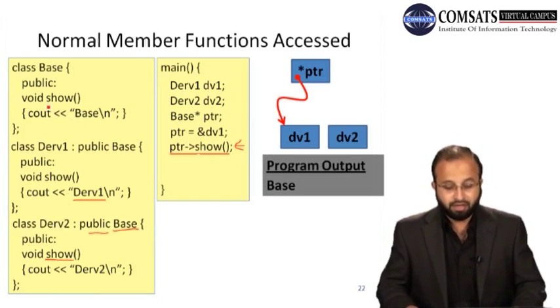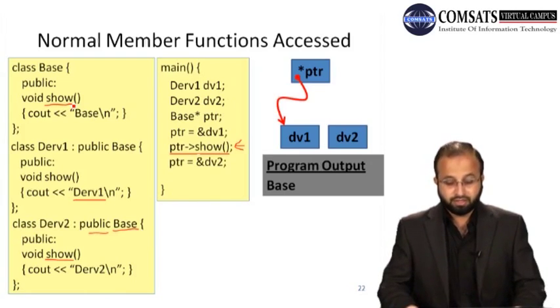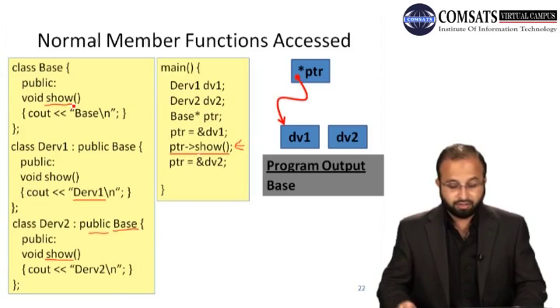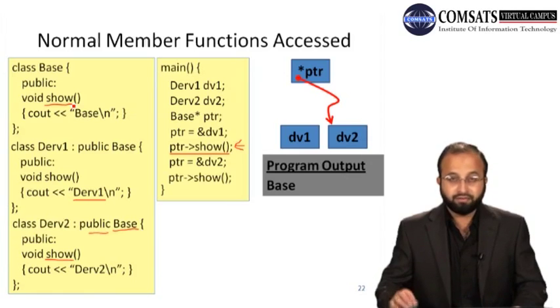Then we have a statement ptr is equal to &dv1. So the address of dv1, we are assigning that address, the address of the dv1 object, to pointer ptr. Now this connection will be established. Now this pointer points to the dv1 object. Then we execute the statement ptr->show, right? Now which show function will be called? This show function call is made at the time when ptr is pointing to the dv1 object. After this, we will make it point to the dv2 object, and at that time we will call the show function again.